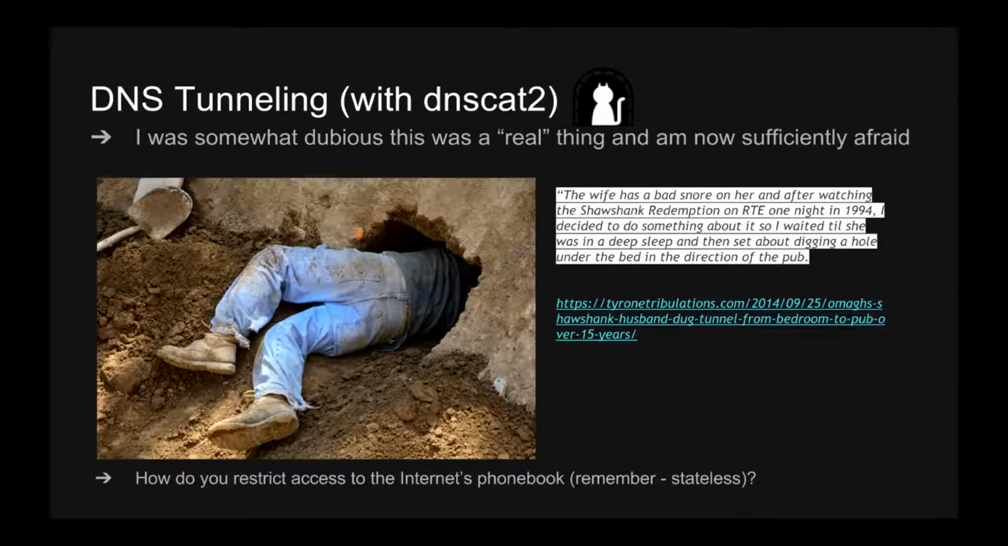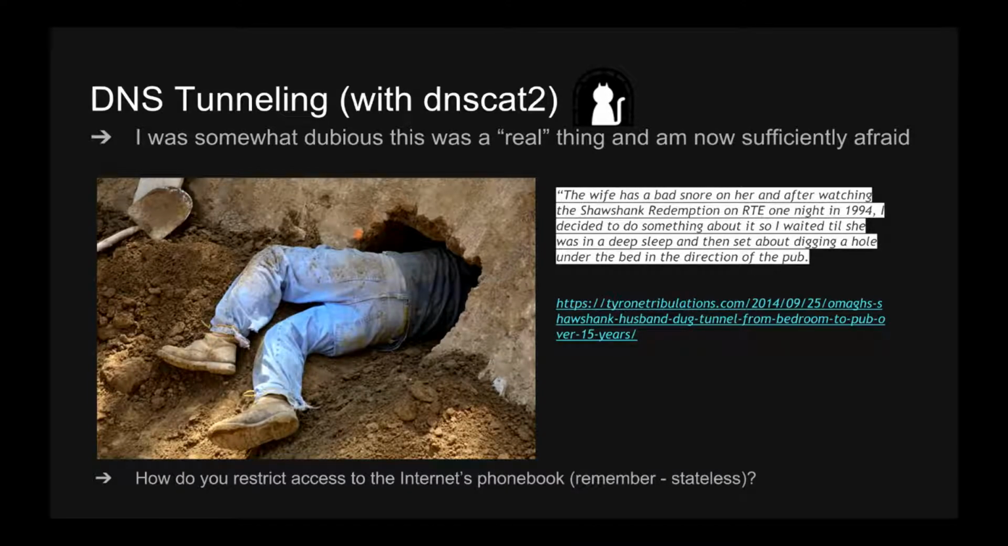I found this one on the internet, and it's from a guy in Northern Ireland. I thought this was pretty funny. He said his wife had a bad snore on her, and after watching Shawshank one night, he decided to do something. So he built a tunnel from his house out to a pub, and he used it for years. I thought that was kind of an interesting metaphor. And I'm not kidding. He did this, and as far as I can tell, it was legit. So that kind of sets the stage here. It's a tunnel from your house to exfiltrate alcohol, and then bring it back without your wife knowing. So I thought that was kind of interesting.